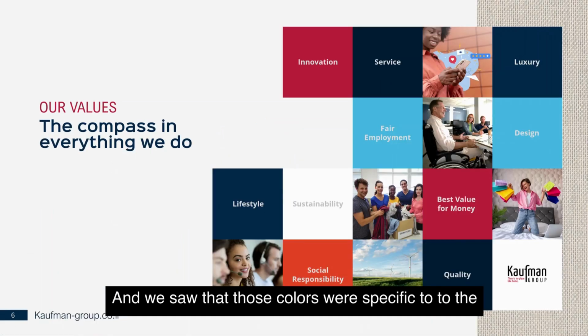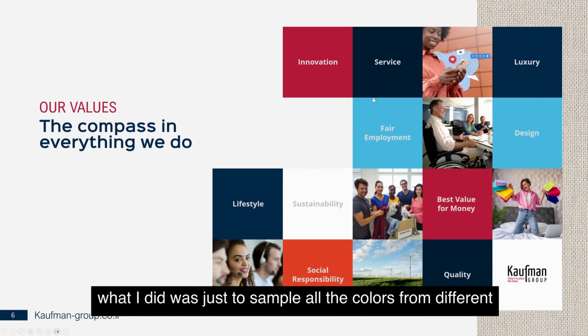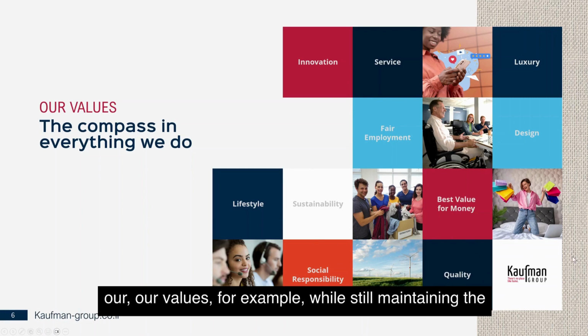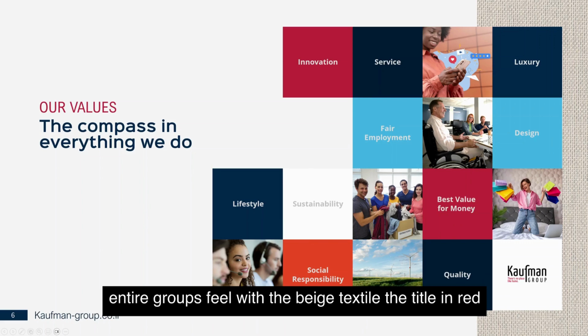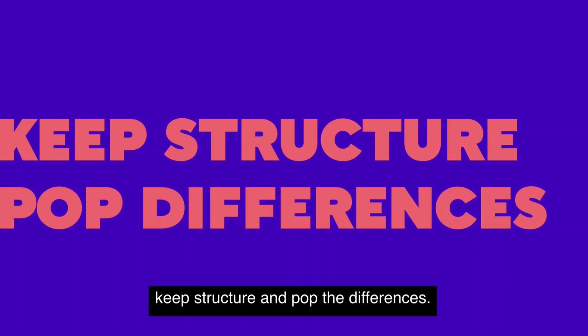We saw that those colors were specific to the different brands, but I just wanted to bring more color to certain slides. What I did was sample all the colors from the different brands and incorporate them in a cool way like this for our values, for example, while still maintaining the entire group's feel with the beige textile, the title in red and the title in blue. Keep structure and pop the differences.